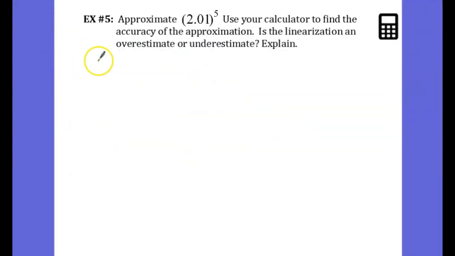In example 5, we are asked to approximate 2.01 to the 5th power. Use your calculator to find the accuracy of the approximation. Is the linearization an overestimate or underestimate? Explain. Well, f of x equals x to the 5th, and at x equals 2, we have f of 2 equals 2 to the 5th, or 32.